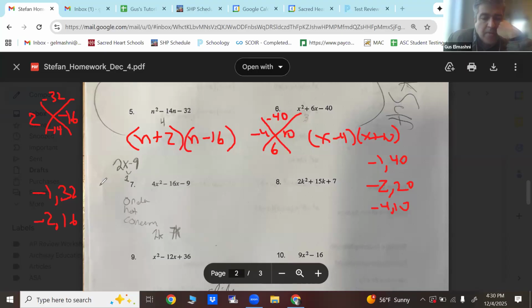Now we get to something a little funny: 4x squared minus 6x minus 9. Fortunately, these are both perfect squares, so you could use the perfect square thing. But before I do that, I still want to use this technique, and I'll show you how we use perfect squares.